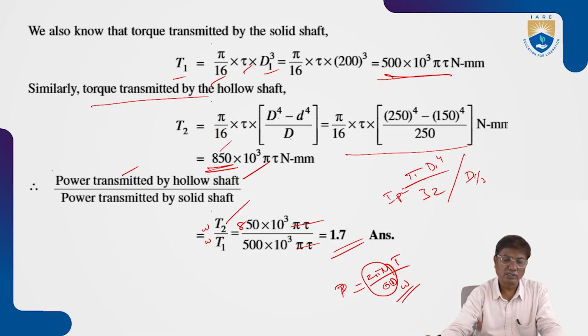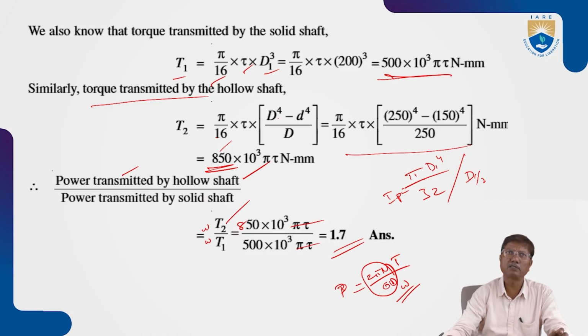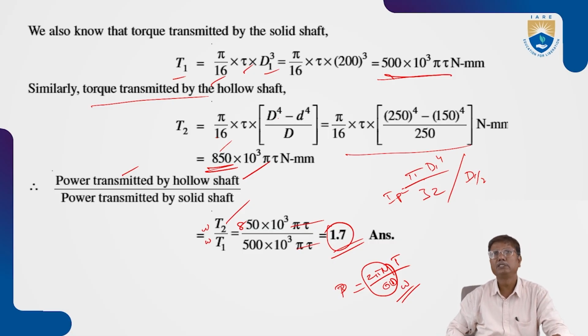So generally the power transmitted by a hollow shaft is greater compared to that of a solid shaft of the same cross-sectional area. If the cross-sectional area is the same and the length is the same, then the power transmitted by the hollow shaft will be greater than that of a solid shaft. For this given data, the power transmitted by the hollow shaft is 1.7 times that of the power transmitted by the solid shaft.